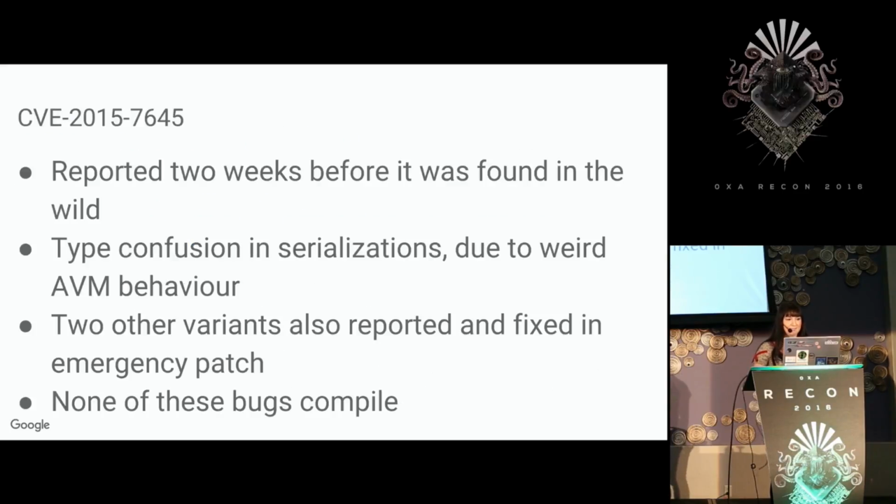Another interesting type confusion bug was this one, which I found in October. And what was kind of interesting about it is I reported it, and then 2 weeks later it was found in the wild. It's type confusion in serialization behavior, and it's due to some kind of weird behavior that was implemented in the VM. I also found 2 similar bugs, which were fixed in an emergency patch.